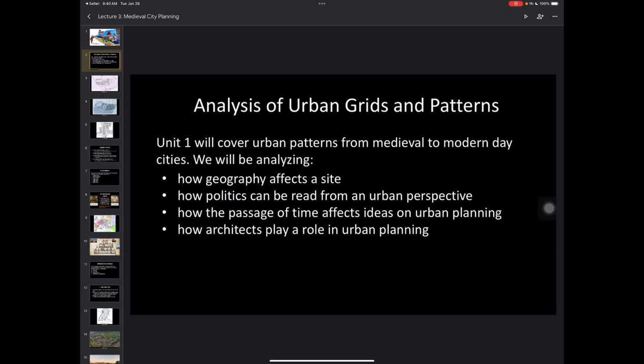Cities are built layers on layers on layers. So how does the medieval grid become affected when you have Renaissance, Baroque, and modern planning layered on top of all that? And how can you still identify it today? And lastly, and most importantly for you, how do architects play a role in urban planning?